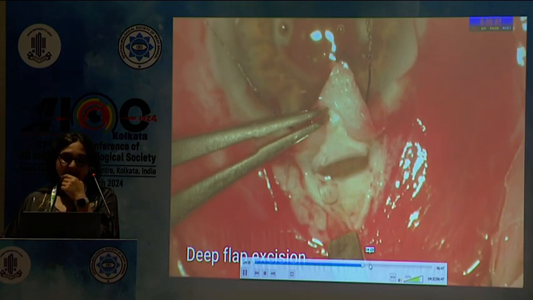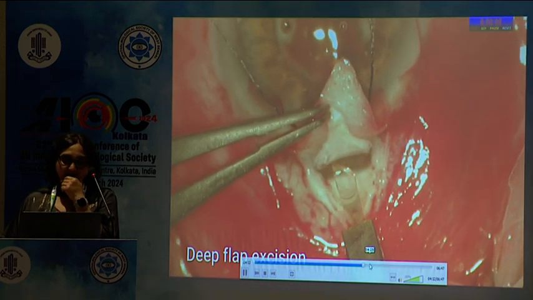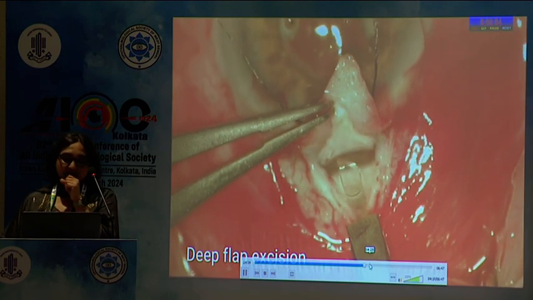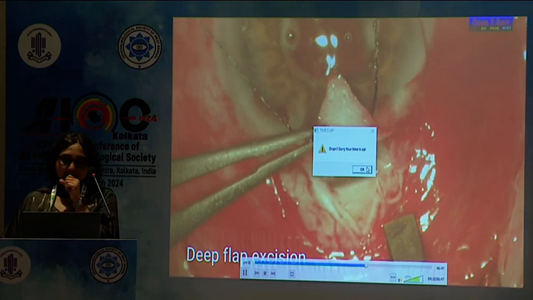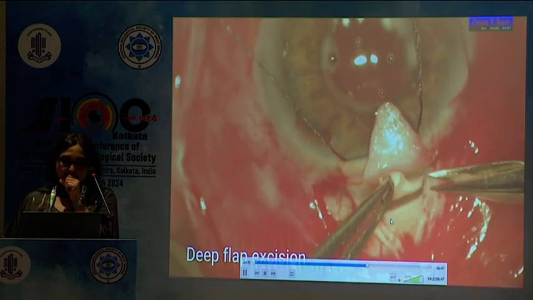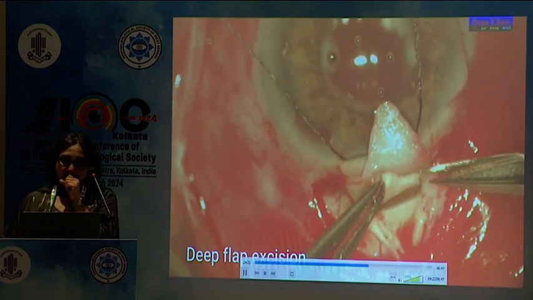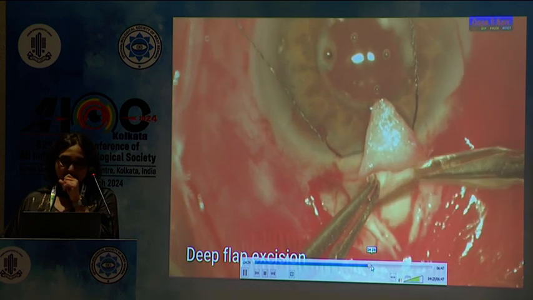You then cut the deep flap, which is excised at the base, taking care not to puncture the trabeculo-Descemet's membrane. You can then use Vannas scissors to just cut it off.